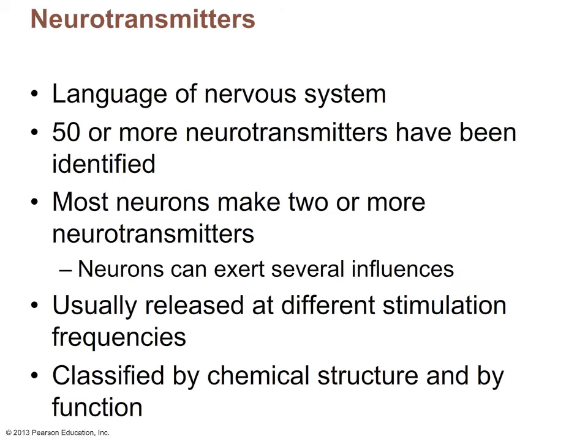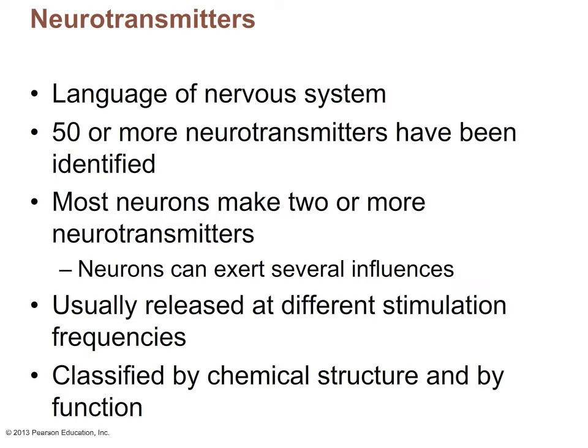So we said a couple slides back that a neurotransmitter is a chemical produced by neuron A that has an effect on neuron B. Now, there are lots of different types of neurotransmitters. To date, we've described more than 50 different kinds of neurotransmitters. In truth, most neurons make more than one neurotransmitter. It can make 2 or sometimes 3 different types of neurotransmitters.